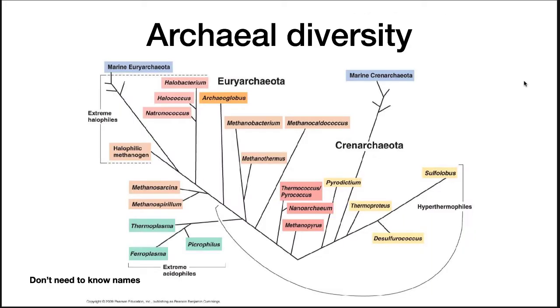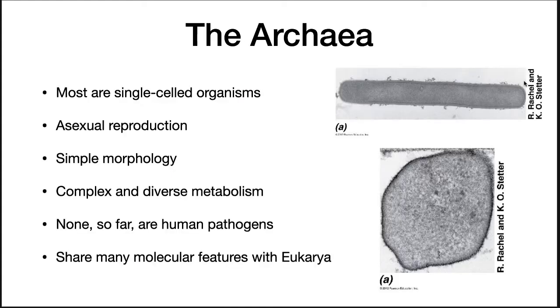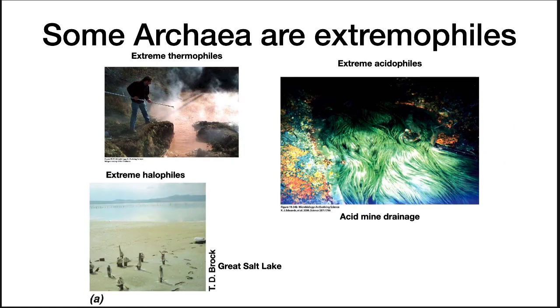The archaea are organized into two main groups, Euryarchaeota and Crenarchaeota. Again, the archaea are mostly single-celled organisms, grow by asexual reproduction, have a simple morphology, and have a complex and diverse metabolism. None are known to be pathogens. The original archaea isolates were from extreme environments: hot springs, high salt environments, or high acid environments. Further research has found them to not be limited to these places and actually be found in many different environments.